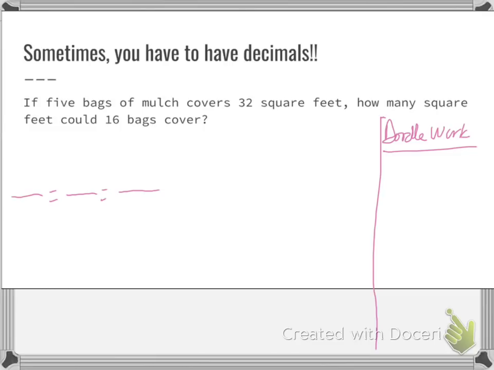All right, so let's read this problem. We're going to set it up exactly like we have done with regular proportions. It says that if 5 bags of mulch covers 32 square feet, how many square feet could 16 bags cover? So the important information that you need to write in your journal is 5 bags of mulch covers 32 square feet. How many feet could 16 bags cover? So we'll leave off just a couple of words, not a whole lot. Again, if you need to pause so that you can write that information down, do so.